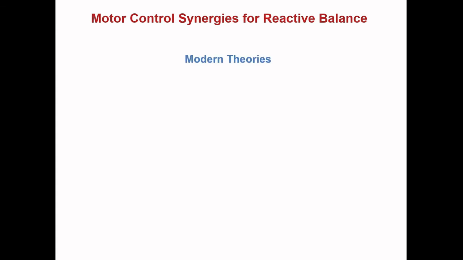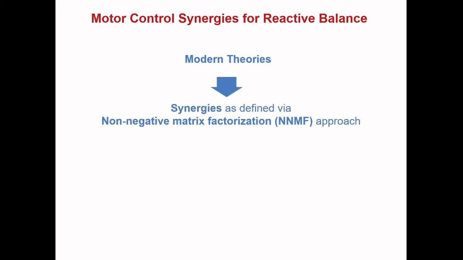Today, I'll introduce you to 2 modern theories of the nature of synergies. The first theory we'll look at is based upon the non-negative matrix factorization approach. The term non-negative matrix factorization simply refers to the particular statistical method that sits behind the theory. What we're interested in is what this theory reveals to us about the nature of synergies.